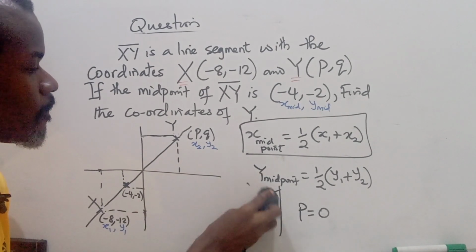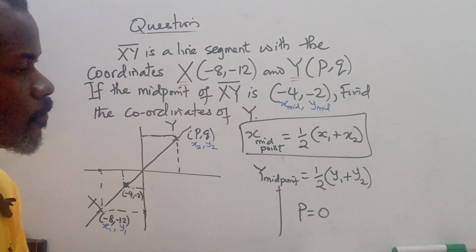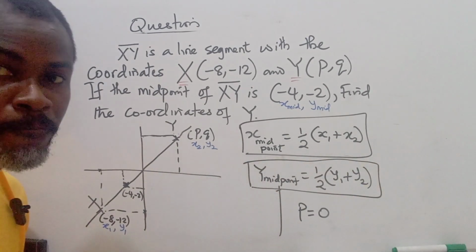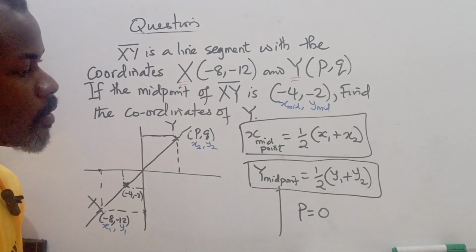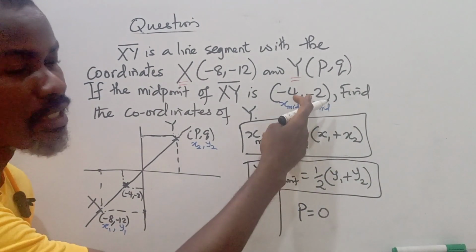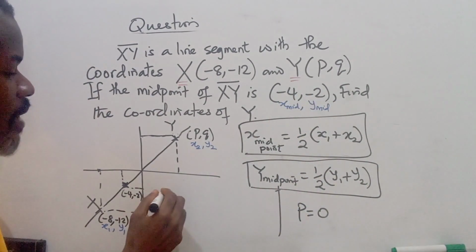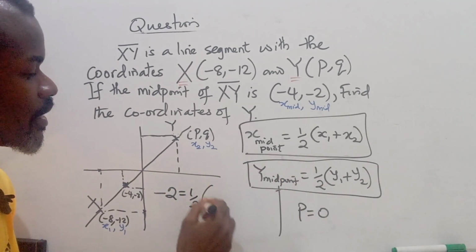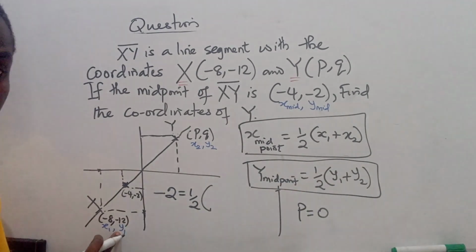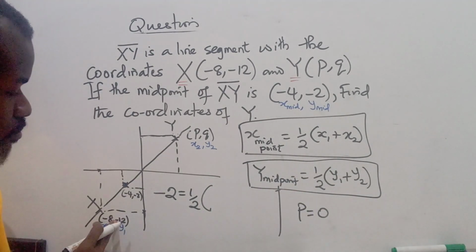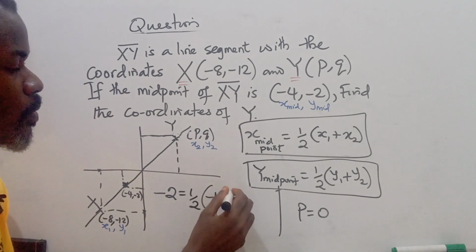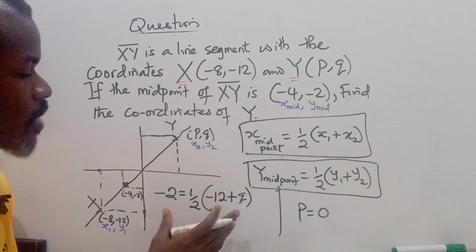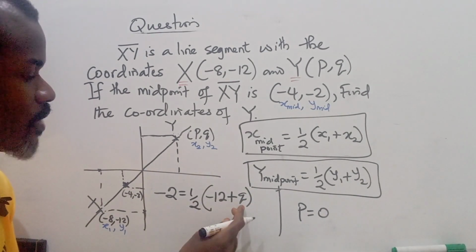Right, so I have solved for P. We are also going to solve for Q using this other equation. My Y midpoint here is -2. So I have -2 is equal to half, as usual, in brackets, Y1. What's our Y1? Our Y1 here is -12. Plus, what's our Y2? Our Y2 is Q. So we are going to solve this to get our value of Q.